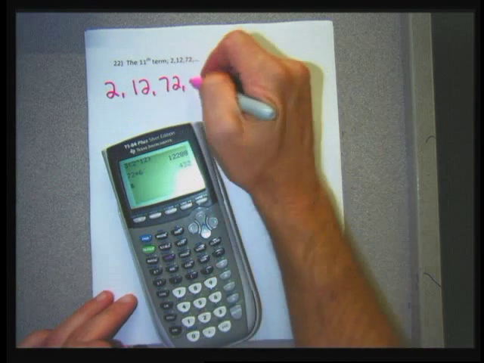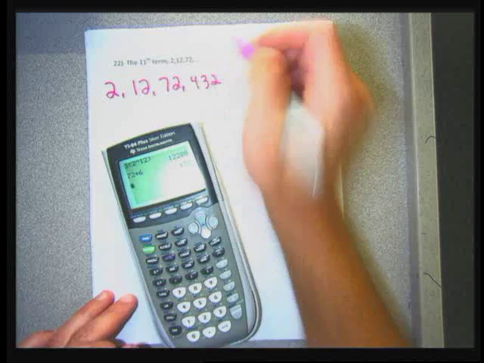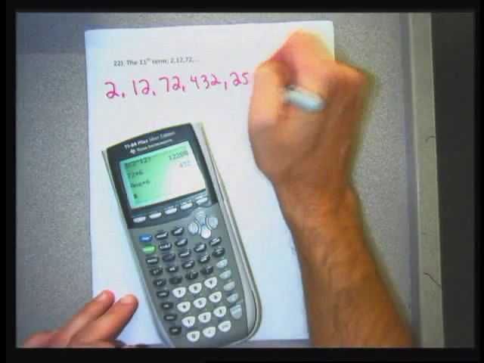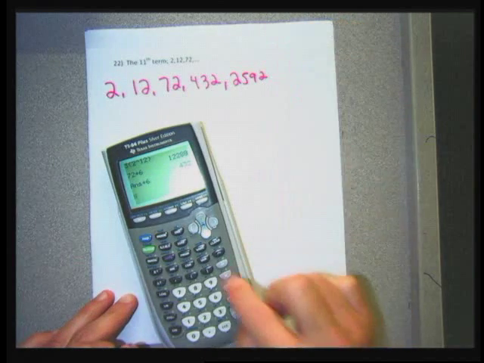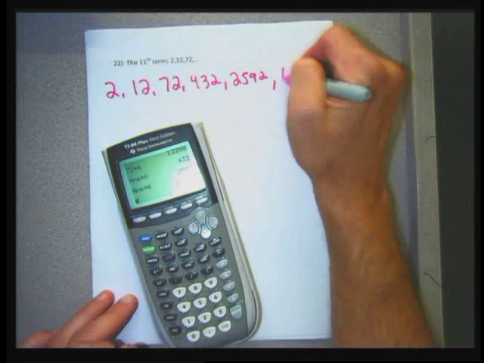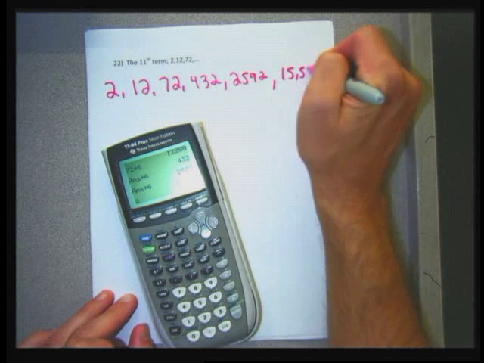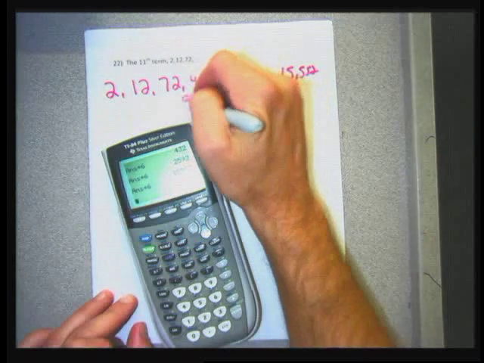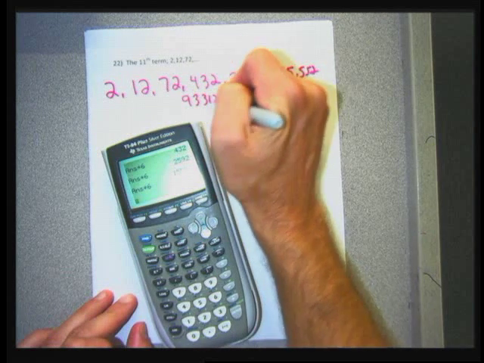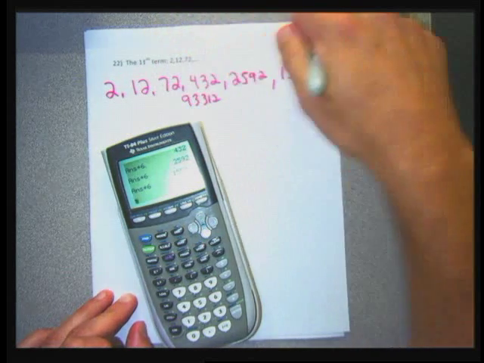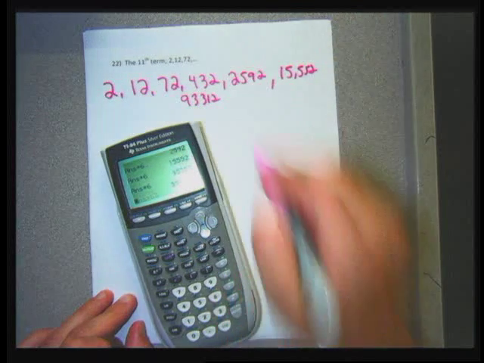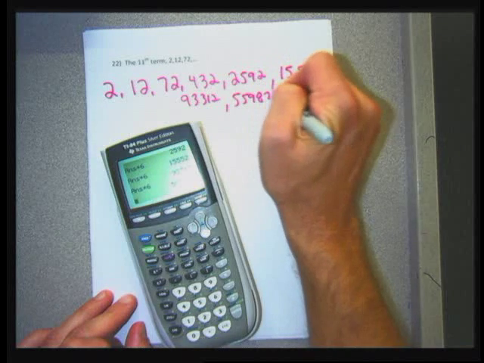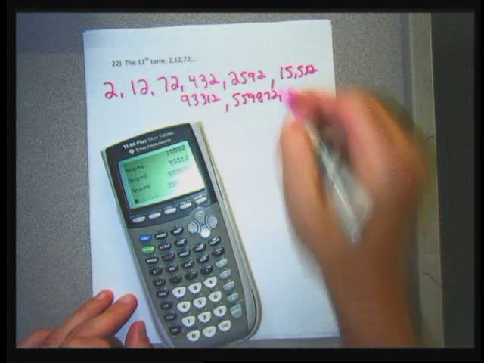72 times 6 is 432, and then times 6 again is 2592. That's 5 terms. Times 6 again is 15,552. Times 6 again is 93,312. That's 3, 4, 5, 6, 7. Times 6 again is 559,872.